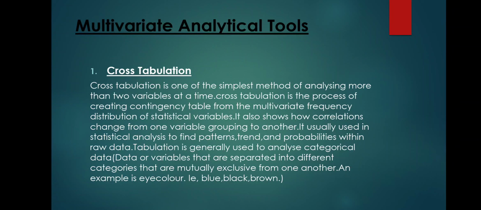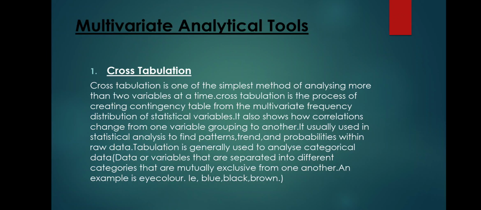We can now discuss the multivariate analytical tools. Different tools and techniques are used for multivariate analysis. First one is cross tabulation. Cross tabulation is one of the simplest methods of analyzing more than two variables at a time. Cross tabulation is the process of creating a contingency table from the multivariate frequency distribution of statistical variables. With the help of the multivariate frequency distribution table, we create a two or three-way contingency table.